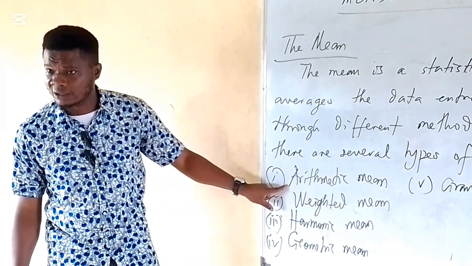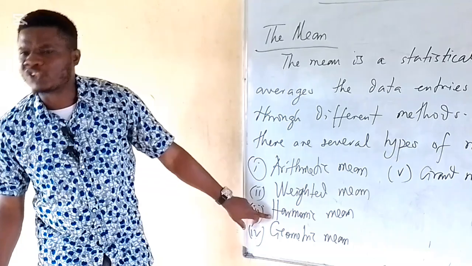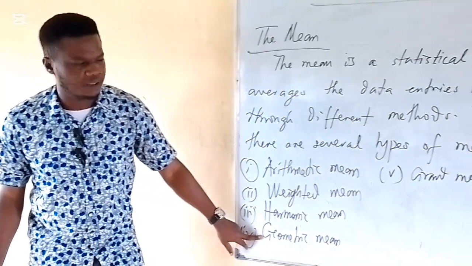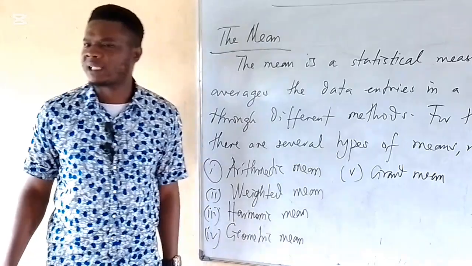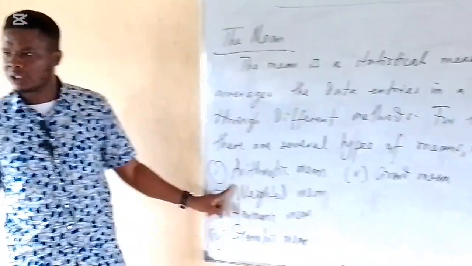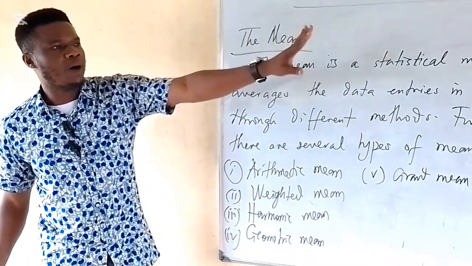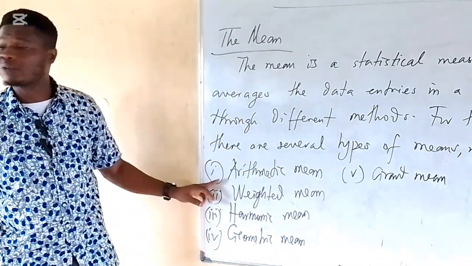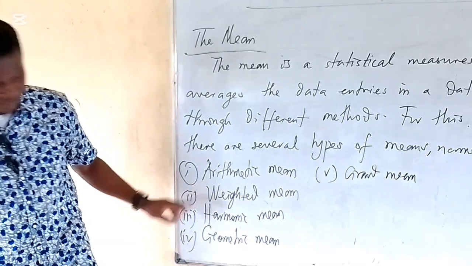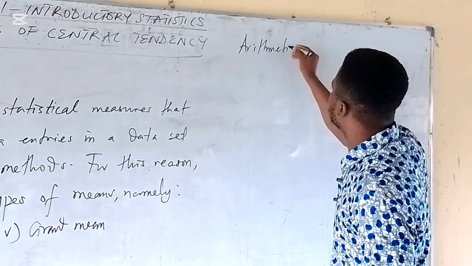The arithmetic mean. Is it clear? The harmonic mean is another type of mean. The geometric mean is another type of mean. The grand mean is another type of mean. So don't think that the mean only refers to the arithmetic mean. That being said, I want to start with the arithmetic mean. Is it clear, everybody? Good. We are now in arithmetic mean.